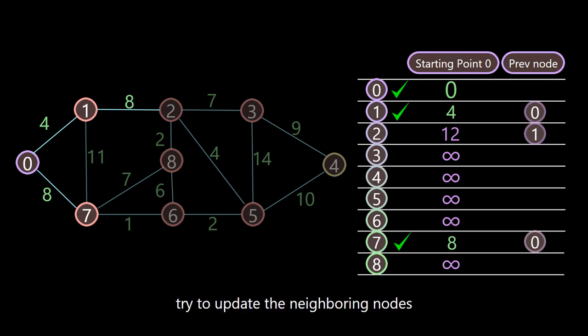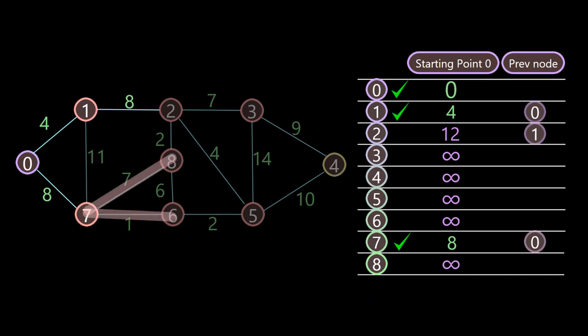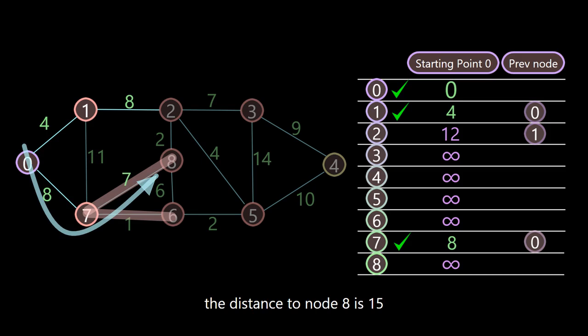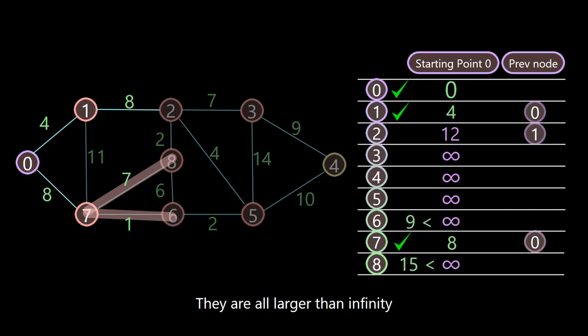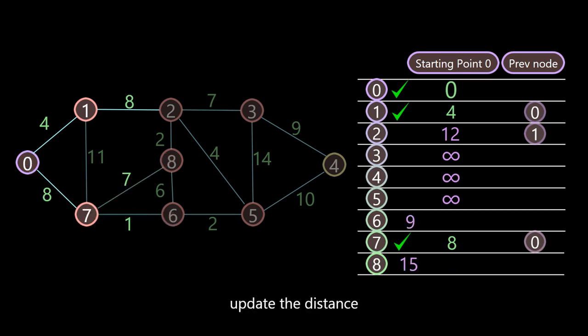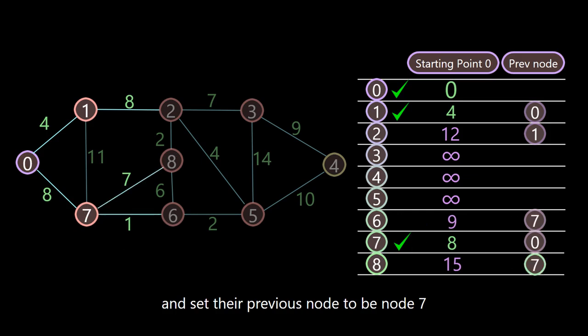Next, try to update the neighboring nodes, node 8 and node 6 respectively. From the starting point 0 through node 7, the distance to node 8 is 15, and the distance to node 6 is 9. They are all smaller than infinity. Update the distances and set their previous node to be node 7.